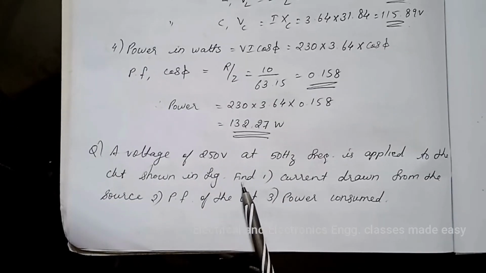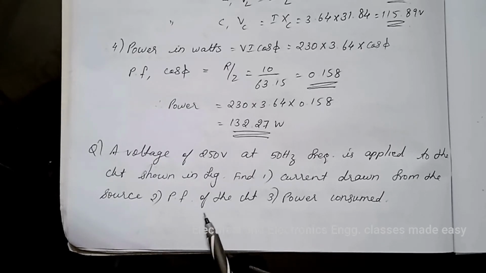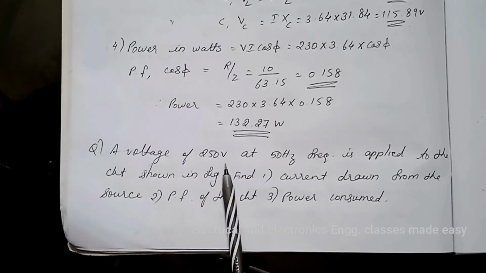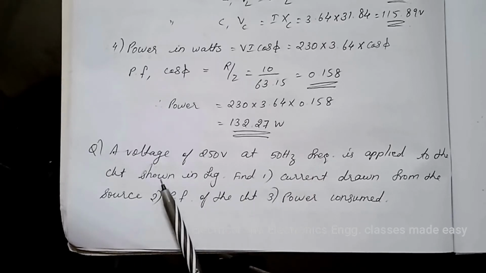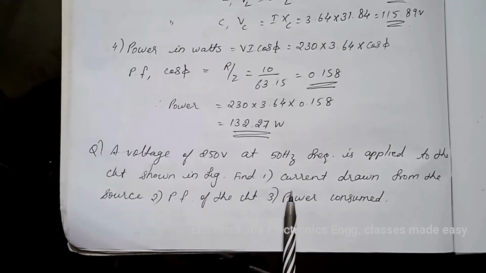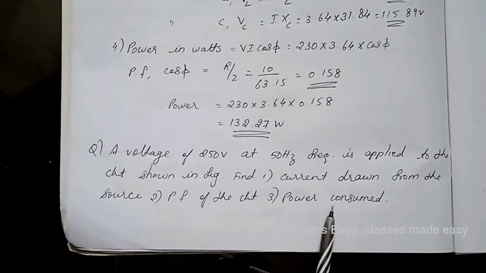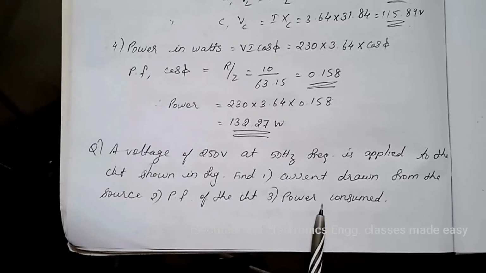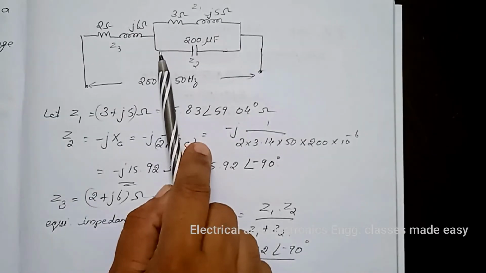Let us do another problem in parallel RLC circuits. That is, a voltage of 250 volt at 50 Hz frequency is applied to the circuit shown in the figure. Find the current drawn from the source, the power factor of the circuit and the power consumed. This is the circuit given.